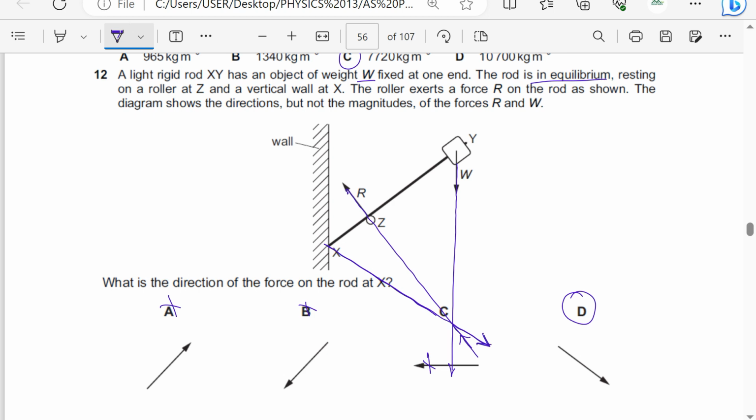And I think it makes sense because if R is supporting the force W and R causes an anticlockwise moment, then there should be a force which, when added to R and W, the resultant should give us 0. So it means the force at X should be pointing this direction. So the answer is going to be D. I just use the simple analogy that these three forces should meet at the same point if we prolong them.